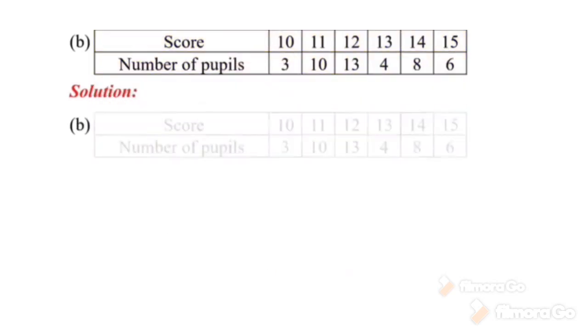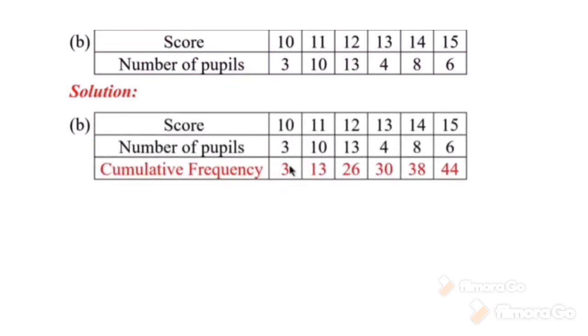Let's see question B. For question B, you have to form a table. Just add one new row: 3 plus 10, 13; 13 plus 13, 26; 26 plus 4, 30; 30 plus 8, 38; 38 plus 6, 44. And 44 is the total number of pupils. Now we want to find the range. As usual, we take the highest score minus the lowest score: 15 minus 10. So the range is 5.